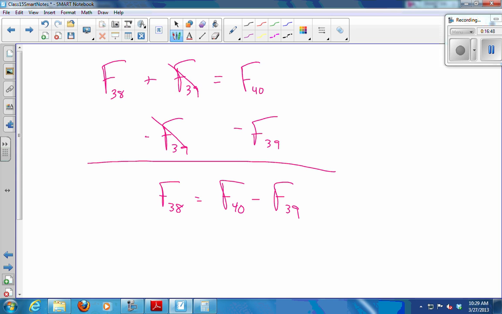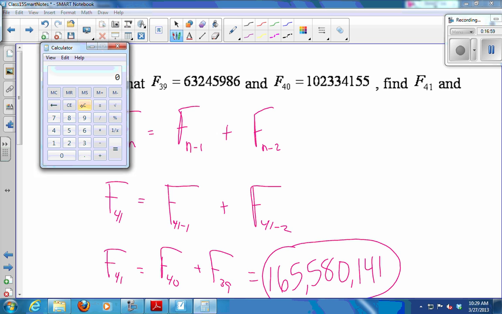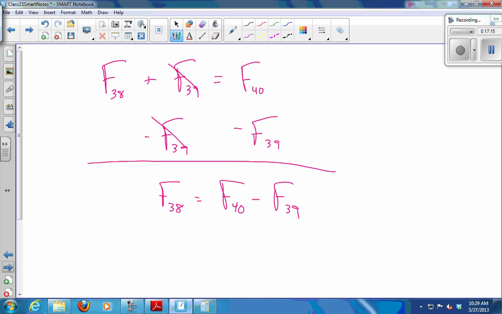So I happen to know what these two numbers are, 40 and 39. So I can just subtract them. So I have 102,334,155 minus, and I get 39,088,169. I already forgot it.